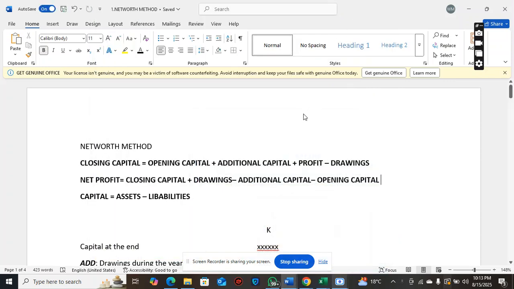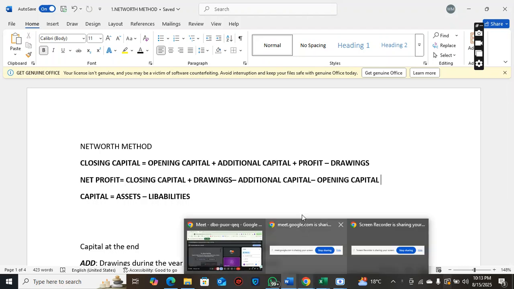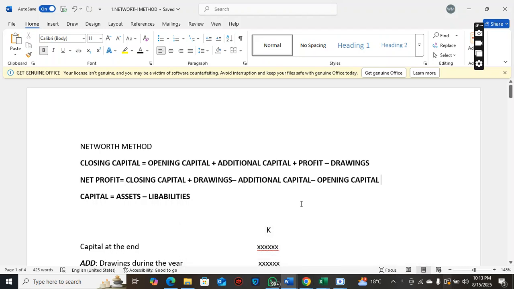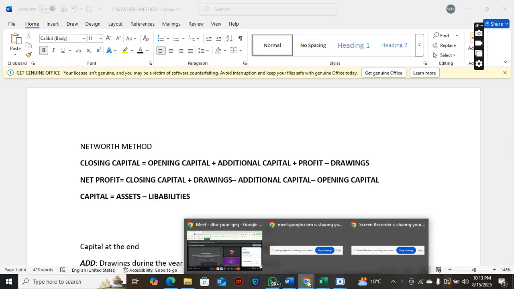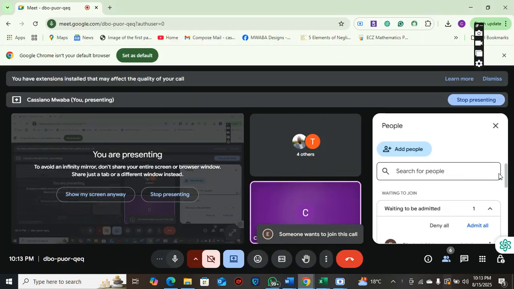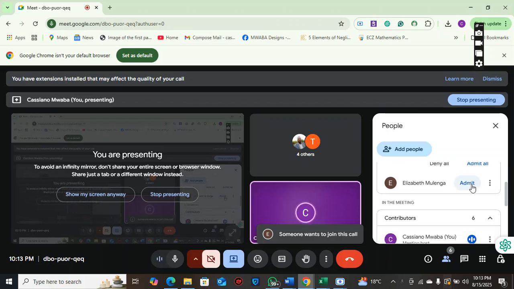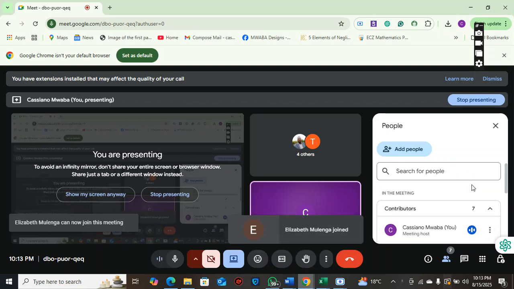Yes, so we're going to look at incomplete records. This is where businesses who don't follow the double entry system, the owners of the business do not know anything about accounts. They just have the cash book where they record the money they receive and their payments. Right now, you as an accountant, you come in and you help that business determine the profit it has made.